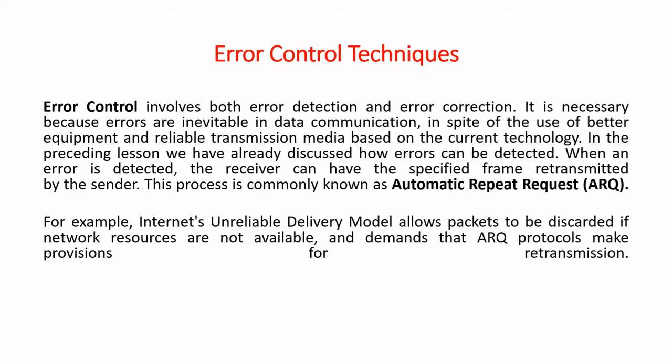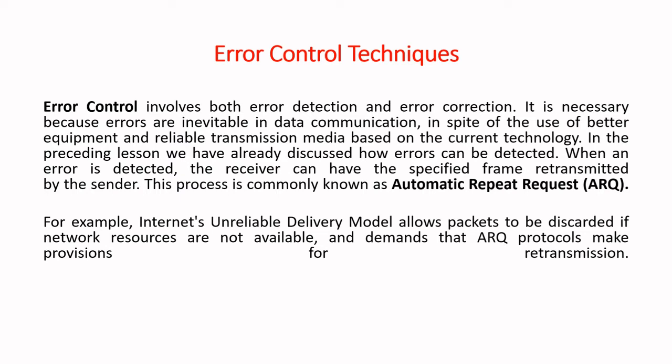So data link layer follows a technique to detect transit errors and take necessary actions, which is retransmission of frames whenever error is detected or frame is lost. The process is called automatic repeat request. Now, error control techniques. Error control involves both error detection and error correction. It is necessary because errors are inevitable. Inevitable means unavoidable in the data communication.